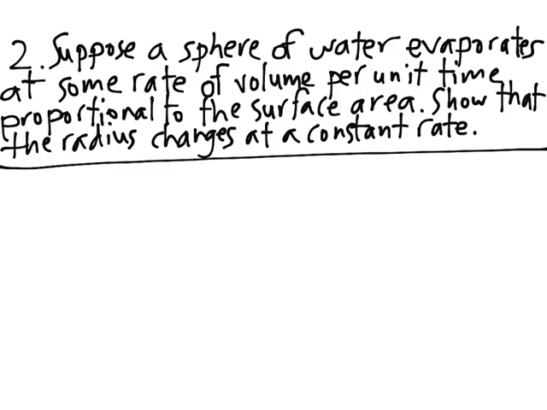Problem 2. Suppose a sphere of water evaporates at some rate of volume per unit time which is proportional to the surface area. Show that the radius changes at a constant rate. Let's call the volume of this water V. We know that the volume of a sphere is equal to 4/3 pi r cubed. And similarly, the surface area, which we can call A, is equal to 4 pi r squared.